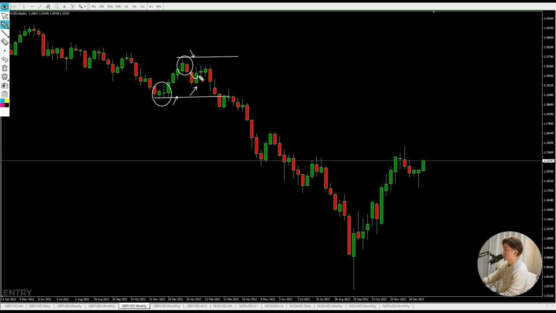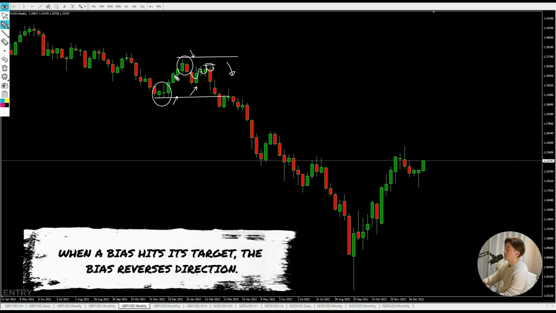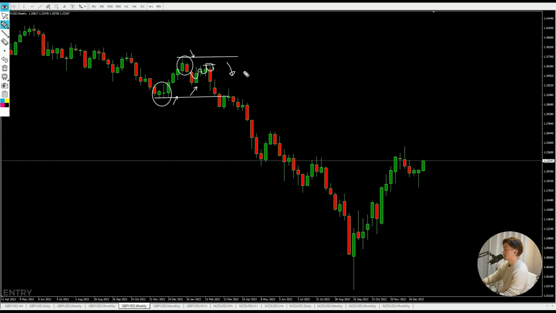However, about a month and a half later, as price ranged right at this point right here, this weekly bias was reversed into short, for its main target was hit at this point. And so at this point, since the bias was reversed into short, price was now likely to reach this pivot low before reaching this pivot high. And that main target was hit right here 3 weeks later.